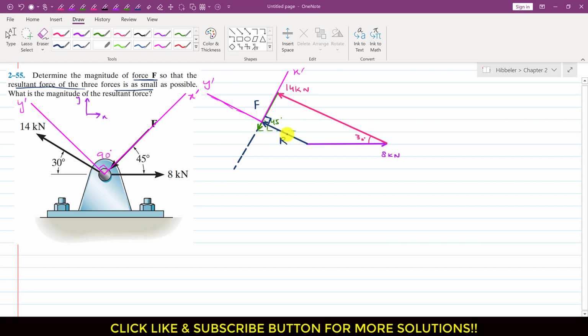So from this graphical analysis, the resultant will have its minimum value when acting along the y dash axis. This means that the x dash component of the resultant needs to be 0, and the y dash component of the resultant will be equal to the magnitude of the resultant. This is a very important conclusion for this particular problem. You people have to remember this.